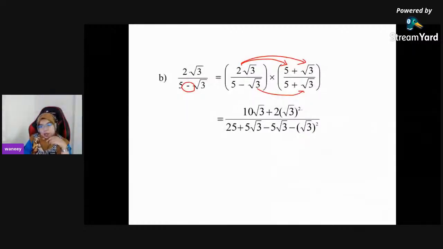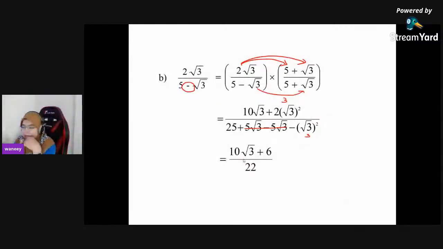Root 3, if you square them, that will simply be 3. Root 3 squared, this is also 3. And then these two can easily be cancelled out. Okay, so what we have is 10 root 3 plus 6 over 22. Okay, so that is the final one for that.